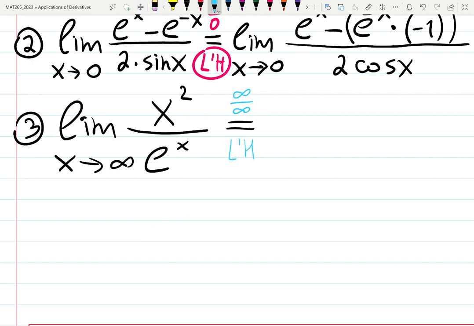Anyway, you should finish before me. Who can finish faster than me? L'Hopital's rule. I will take the derivative of x squared, which becomes 2x.